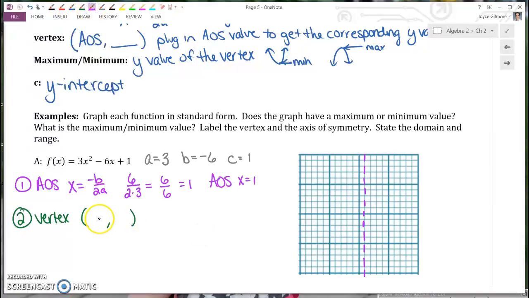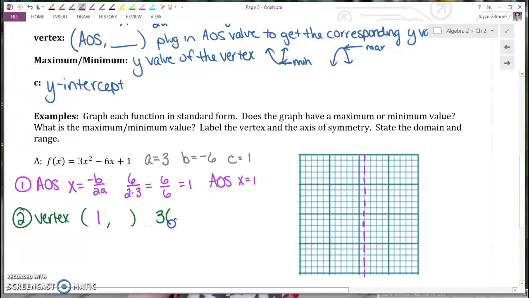The x value of your vertex comes from the axis of symmetry. Your vertex is going to exist on this vertical line. Every single point on this vertical line has an x value of 1. To find the rest of your vertex, you are going to plug 1 into this function.